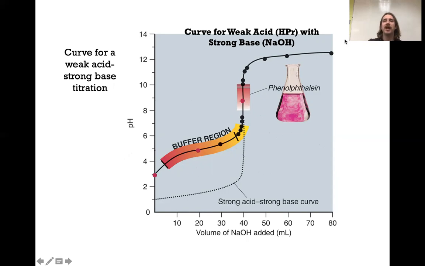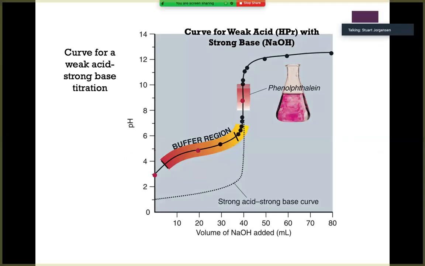This is a special number for us to know, because if we're thinking about what has happened in the beaker, at this point right here in the middle of the buffer region, is where our buffer works best. You have neutralized half your acid. So now half of the acid remains. Well, what happened to the other half that you did neutralize? It turned into conjugate base. And so at this point right here, we have the half equivalence point.